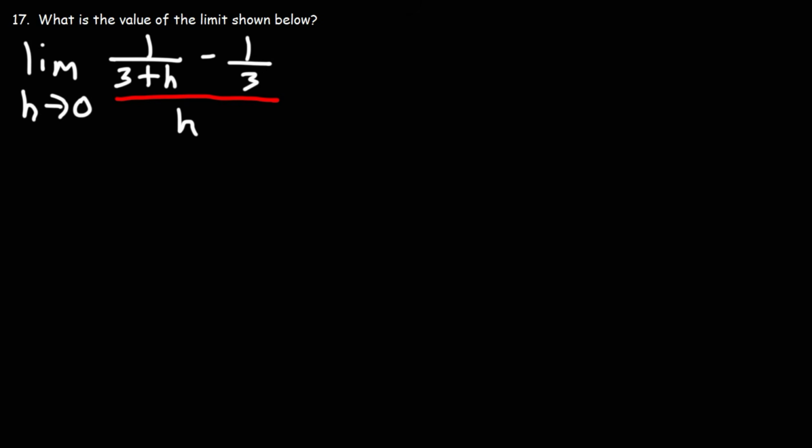Number 17. What is the value of the limit shown below? So for this one, we have a complex fraction, and we can't plug in 0 right now because we'll get a 0 on the bottom. So what we need to do is multiply the top and bottom by the common denominator of the two smaller fractions. So we're going to multiply the top and the bottom by 3 and 3 plus h.